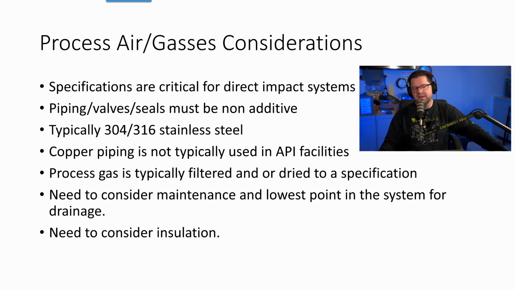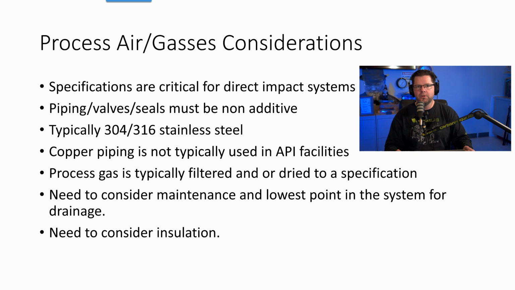Now I'm going to go through some examples of some of the utilities, and some of the thought process and thinking around how you would specify these. It all goes back to a single common denominator, and that is risk assessment, commissioning, and qualification. So again, with process air and gases, specifications are critical. You would have a specification for a direct impact system.